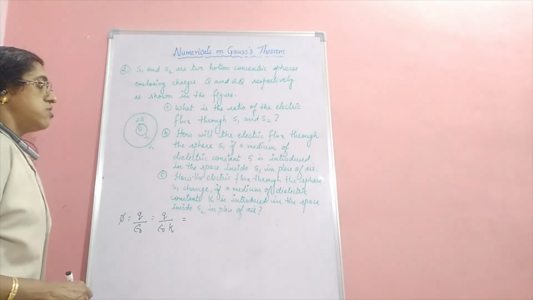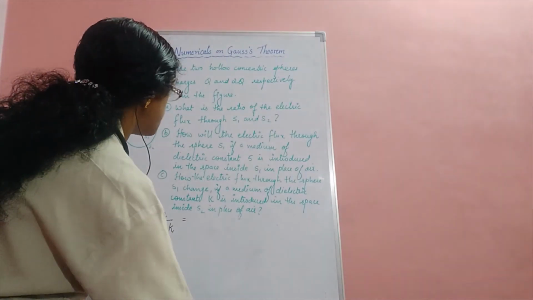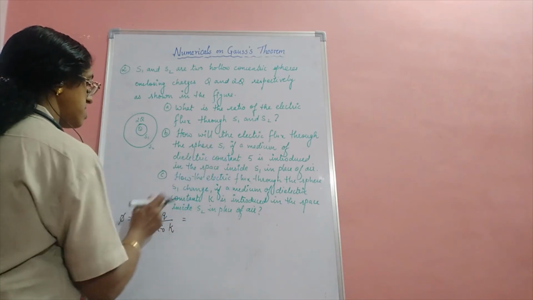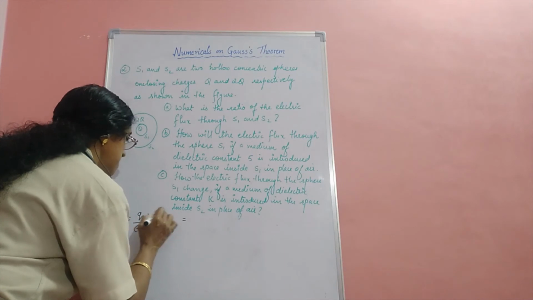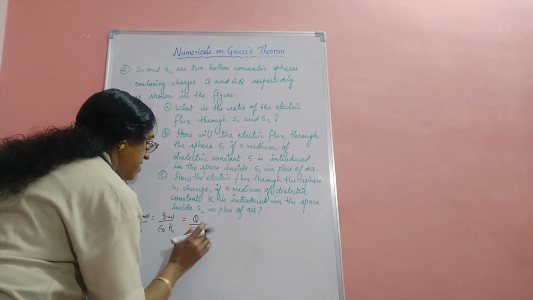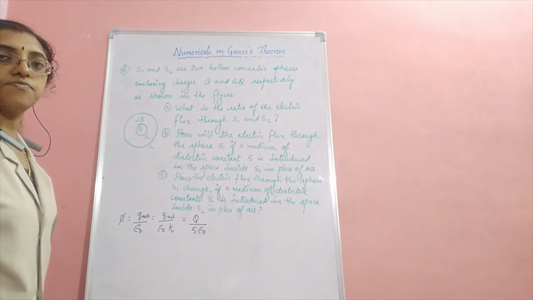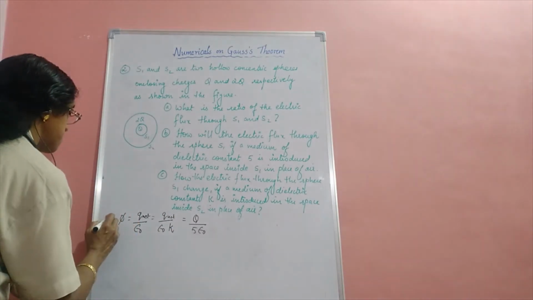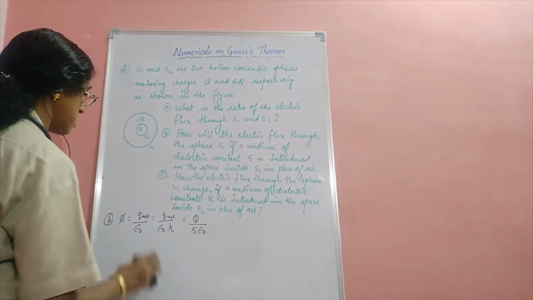Now, how will the flux through the medium change if a dielectric constant K is introduced in the space inside S1? Now, S1 is enclosing what charge? It is Q. So, I'll write it as Q net. So, what is the Q net? It is Q by K, with K as 5, so it is Q by 5 epsilon naught. That's the solution for the second part. Now, moving on to the solution for the third part.